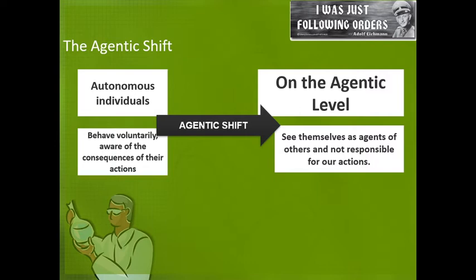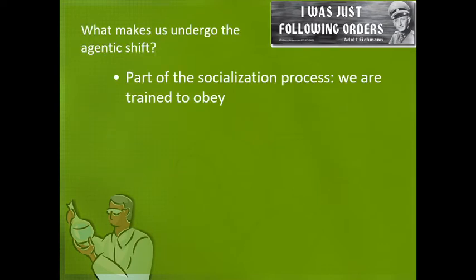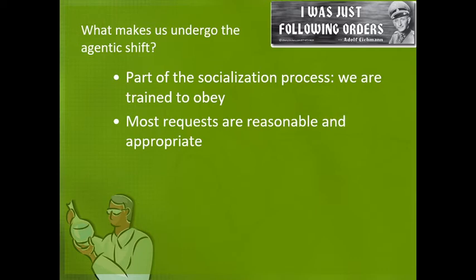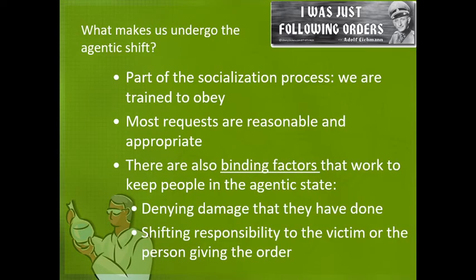Remember, social psychological factors are about the way we perceive the social dynamics. Our perception is that we're not responsible for our actions in that state. We're still carrying out our actions. Nothing else has really changed, but it's our perception of the situation that's changed. So what makes us undergo it? Partly that we're trained to obey from a really early age. Children are trained to be obedient and do what they're told. And mostly that's fine because the vast majority of things that we're asked to do are reasonable and appropriate.